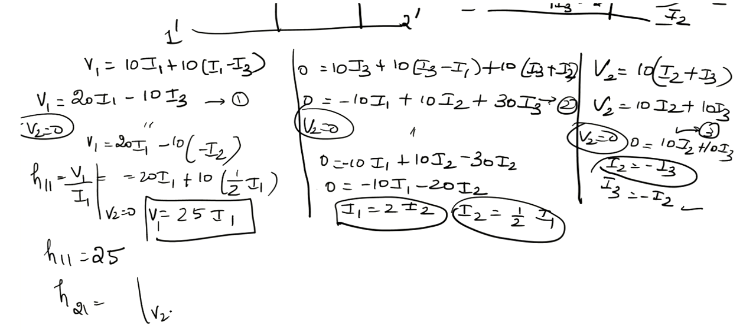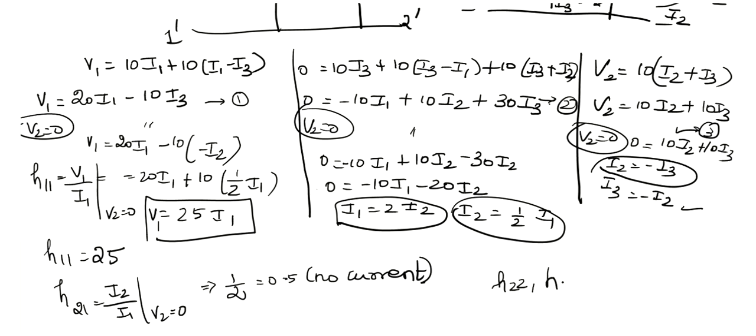Can you tell me what is H21? H21 will be equal to I2 by I1, that is short circuit current gain. I2 by I1 will be equal to 1 by 2. So therefore 1 by 2 or 0.5, no unit, because it is a current gain. So same method you can proceed for H22 and H12.